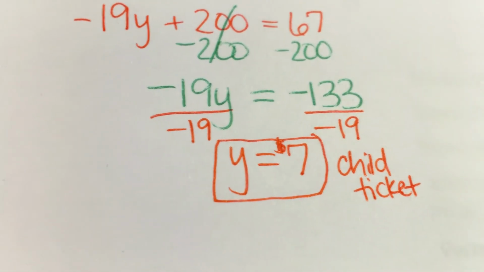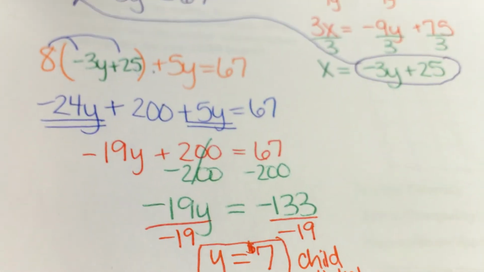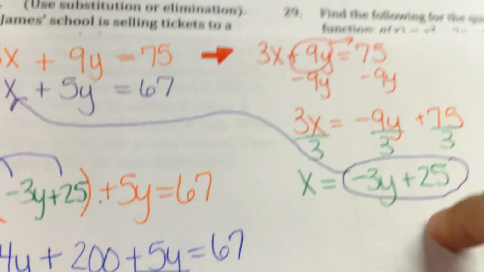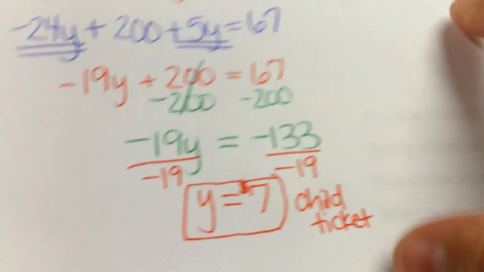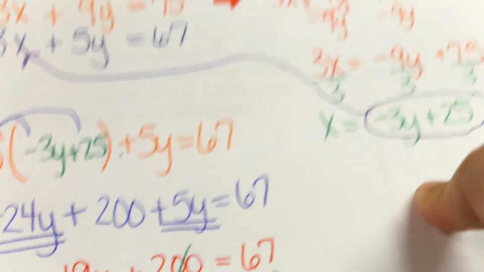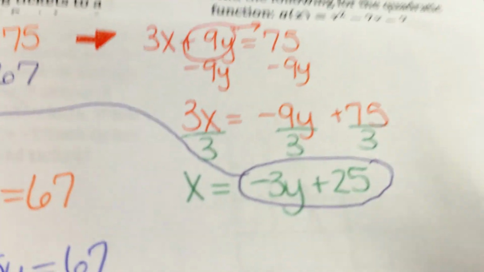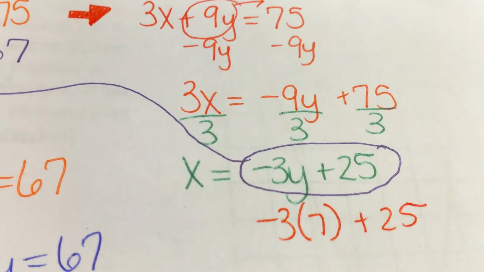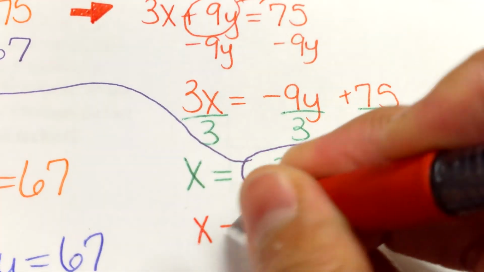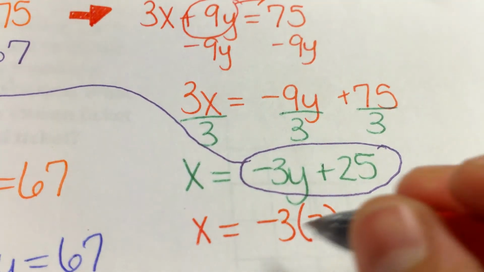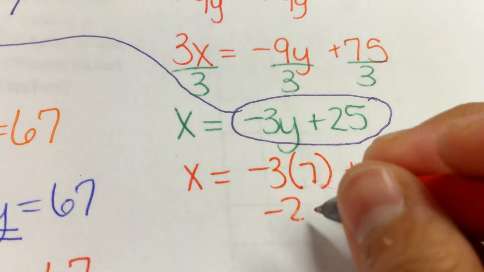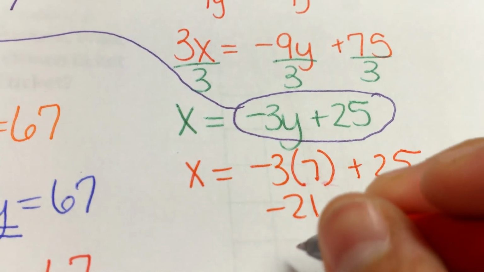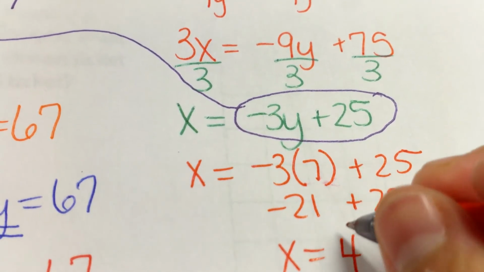So we want to find how much a senior citizen ticket costs. Well, remember that one that we rearranged at the beginning? This one right here? We can plug in that 7 into here for the y. So I have negative 3 times 7 plus 25 to find what x equals. Negative 3 times 7 is negative 21. Negative 21 plus 25 is 4. X equals 4. $4.